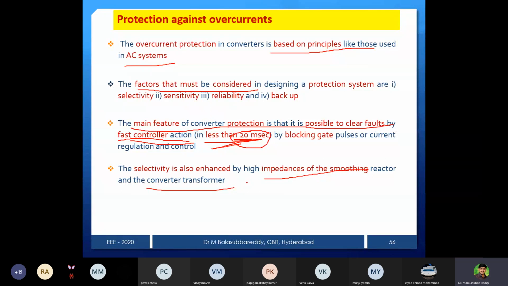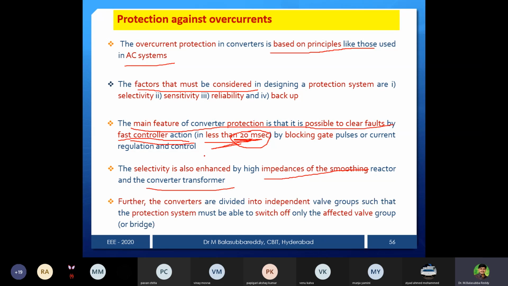The selectivity is also enhanced by the high impedance of the smoothing reactor and the converter transformer. That is what we covered in the first topic today: there is a DC reactor, which has a large impedance that we calculated. There are different scenarios and functioning considerations we have to weigh when selecting the size of the reactor. So to enhance selectivity, the impedance of the smoothing reactor must be high.